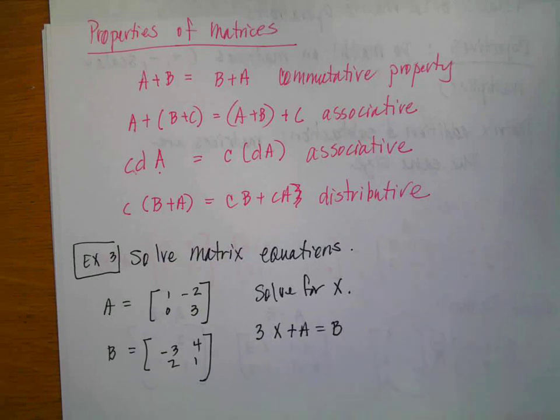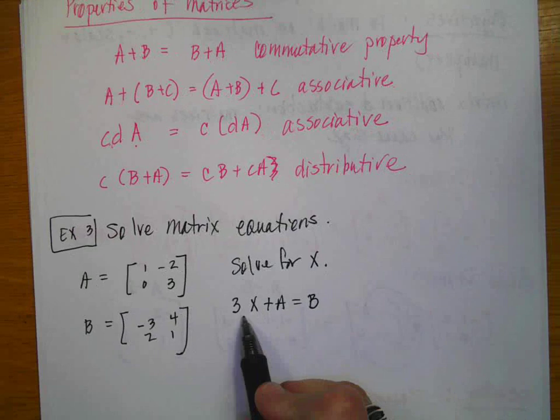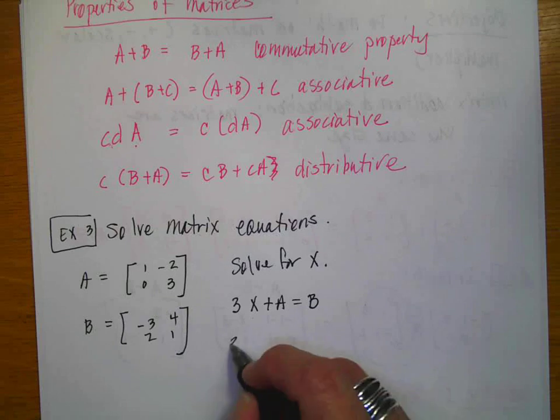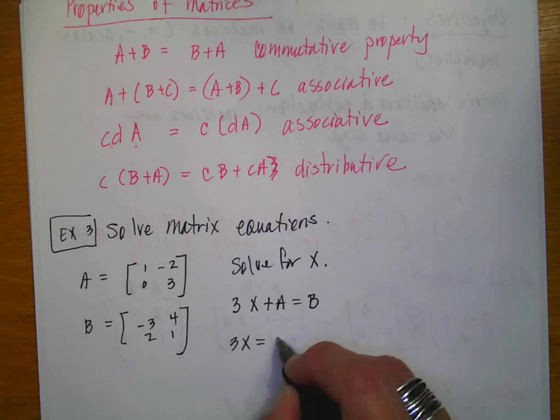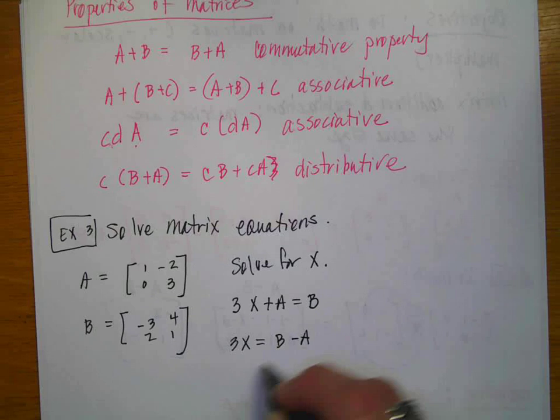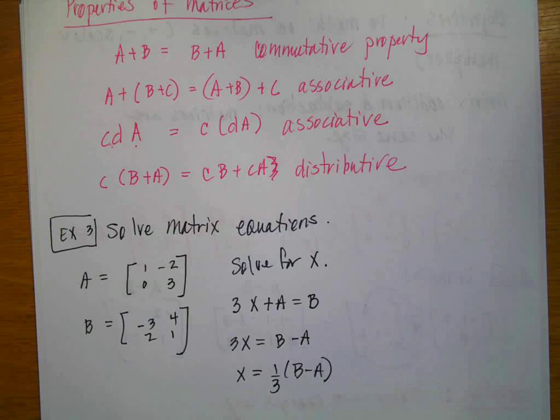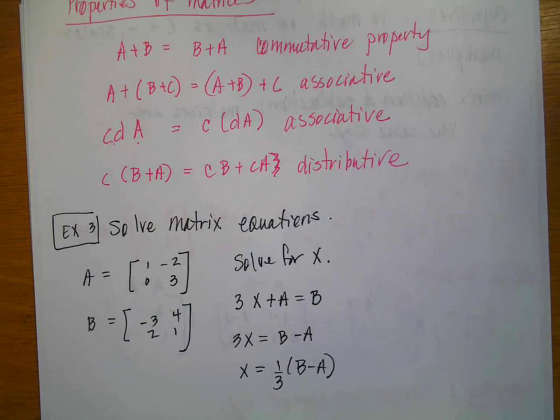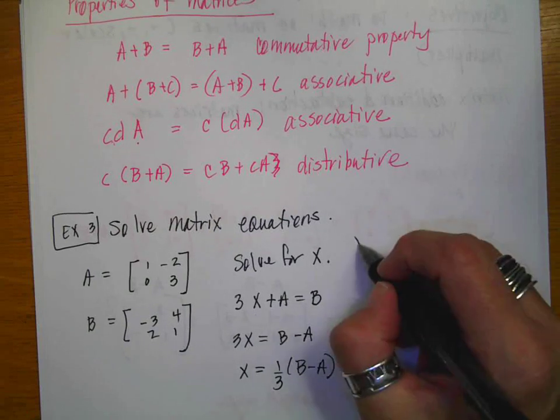Okay, and my matrix equation is going to be 3x plus A equals B. And I would do the arithmetic with the equation first, or I guess I should say the algebra, and then I would bring in my matrices. So 3x is going to equal B minus A, and x is going to equal 1/3 times B minus A. And so then I'm going to set this math up, okay?